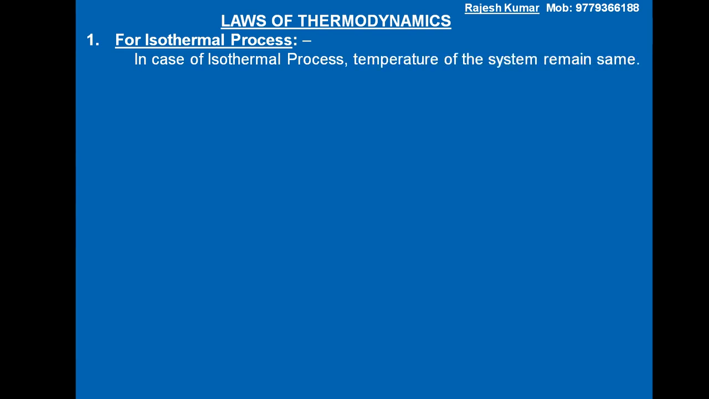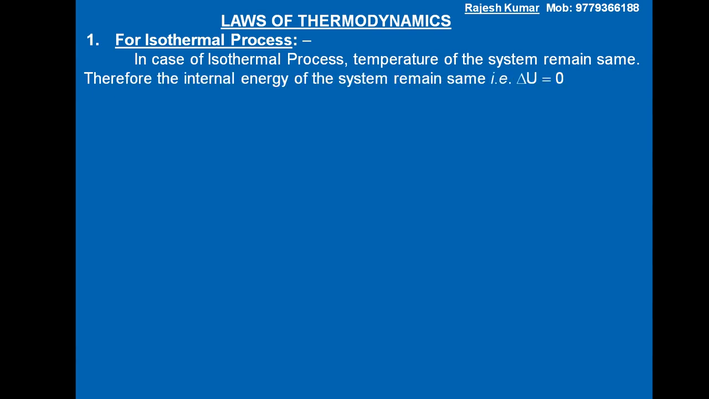Now, first case, for isothermal process. In case of isothermal process, temperature of the system remains the same. Therefore, the internal energy of the system remains the same, that is delta U is equal to 0, means there is no change in internal energy. Hence, according to first law of thermodynamics, delta Q is equal to delta U plus W, but delta U is equal to 0.